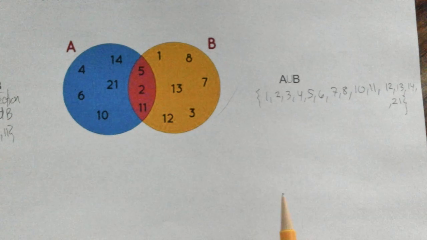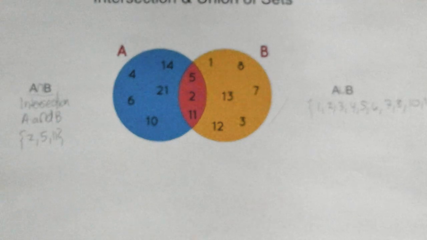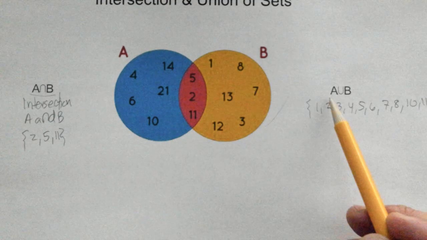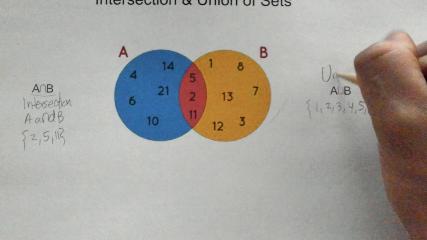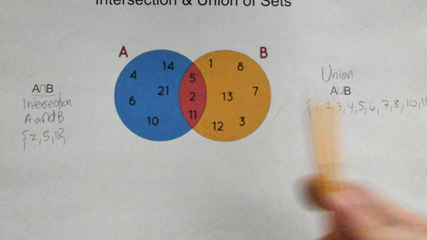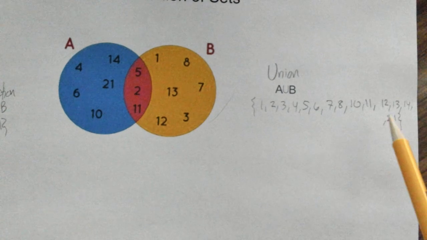So, how do we remember both of them? The intersection, or the "and," is where it's in both circles, the part that overlaps. And the union is what you get when you unite or combine both circles. And that's when you get the most number of elements.